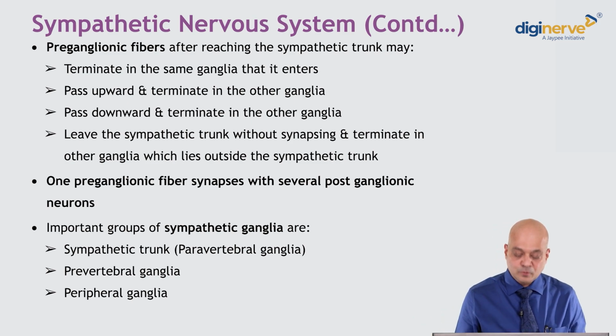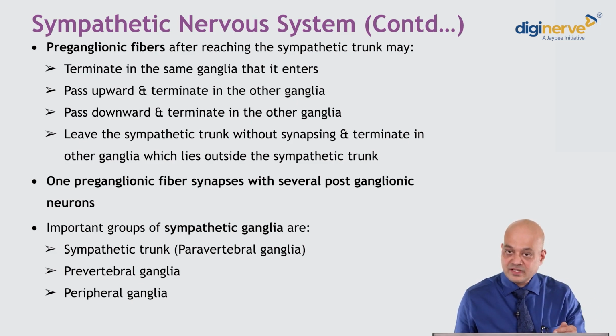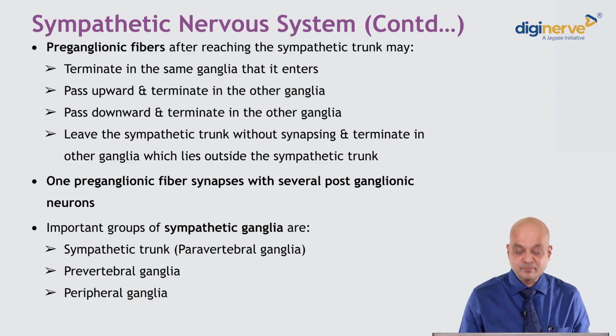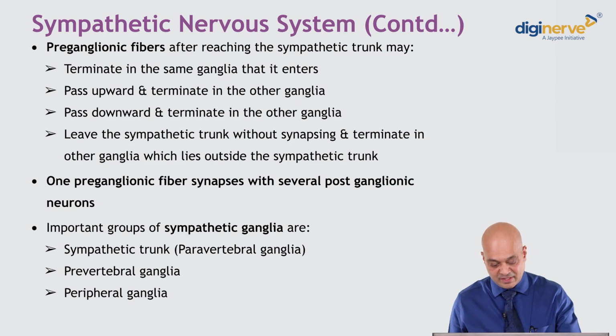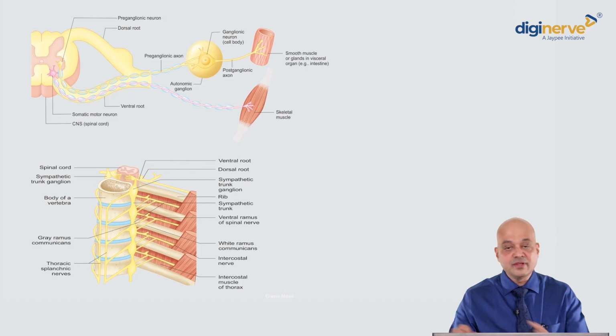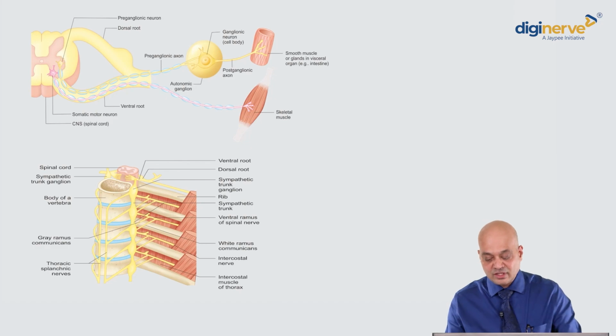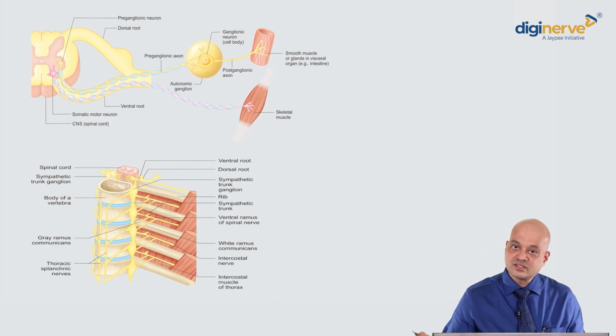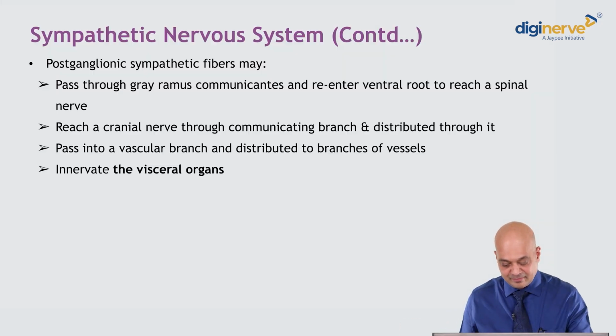The important groups of sympathetic ganglia include the sympathetic trunk, which is the paravertebral ganglia, prevertebral ganglia, and the peripheral ganglia as well. That's again a schematic representation of what I just said, wherein you have the postganglionic neuron there, the dorsal root there, and the preganglionic axon coming into the ganglia, coming out on the other hand as a postganglionic axon and supplying the smooth muscle or the skeletal muscle, as the case may be.